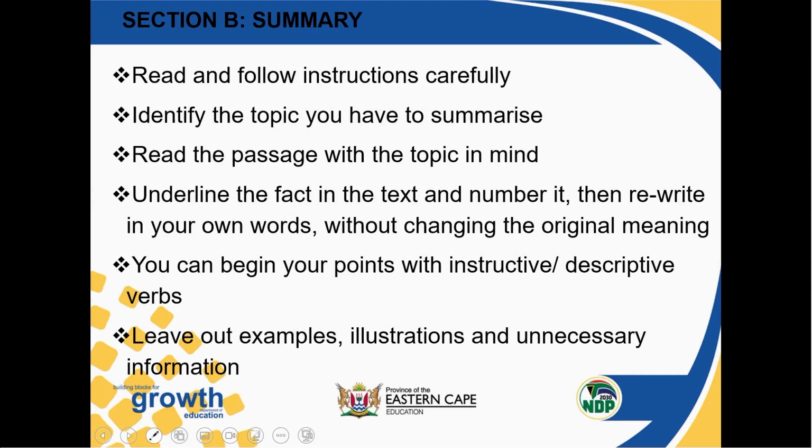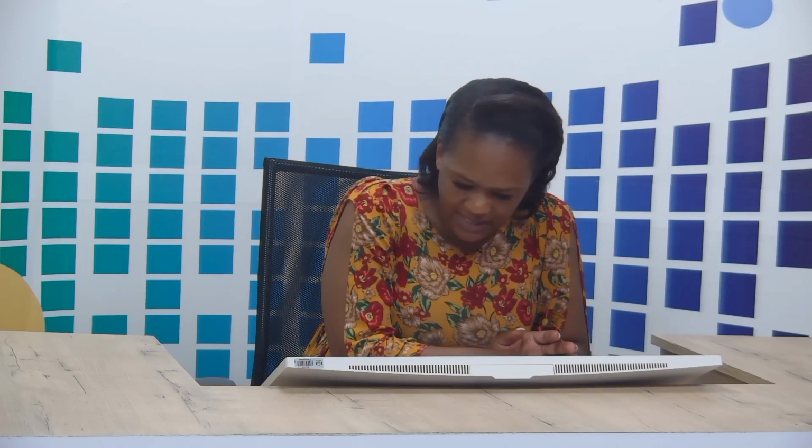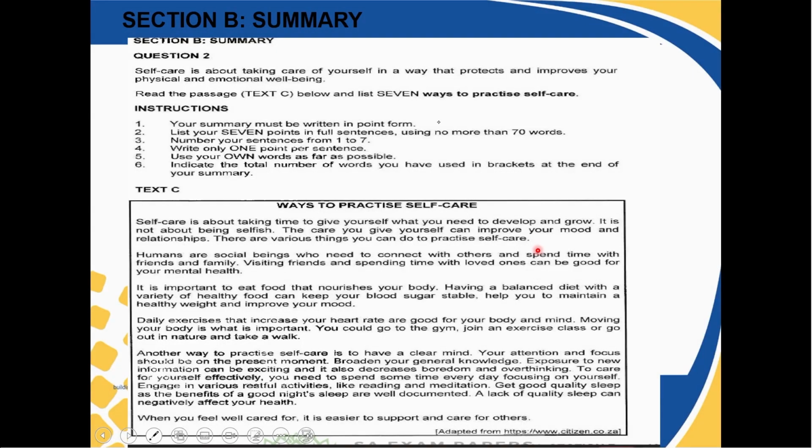Right. Then, when you are reading the text now, what do you need to do? You need to underline the fact in the text and number it. Then rewrite in your own words without changing the original meaning. So now, as you are reading the text, make sure that you highlight, you underline where you find facts that talk to 7 ways to practice self-care.